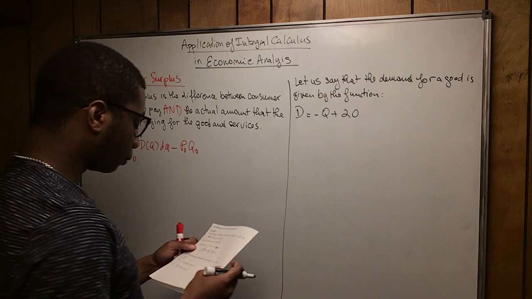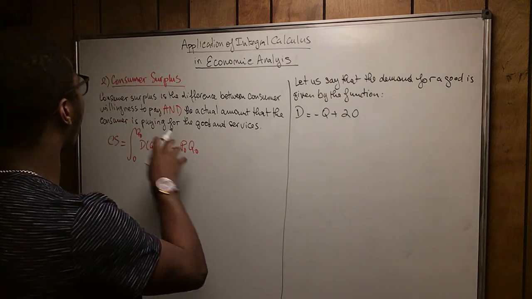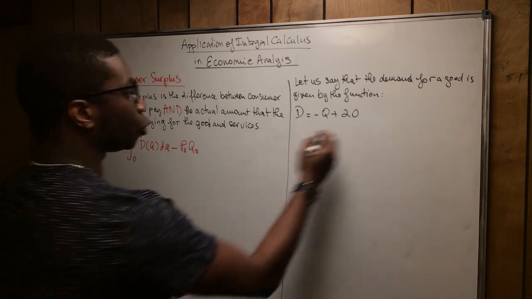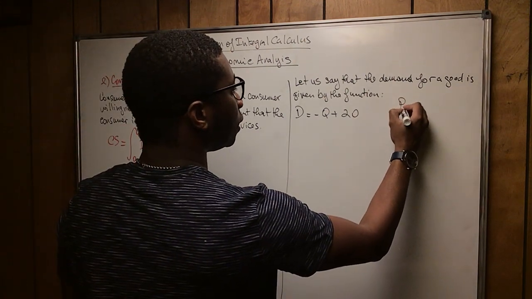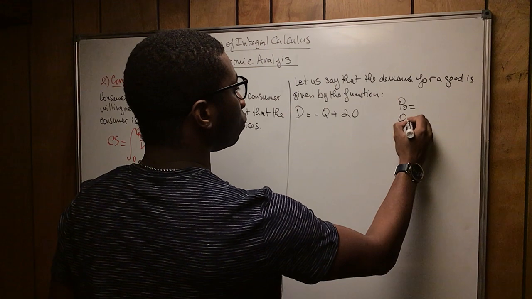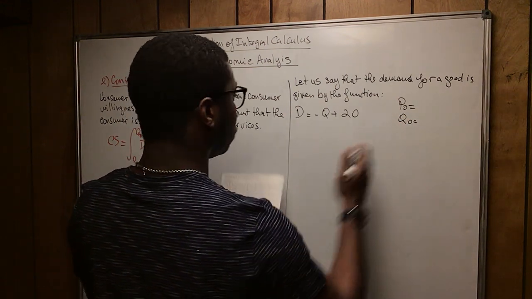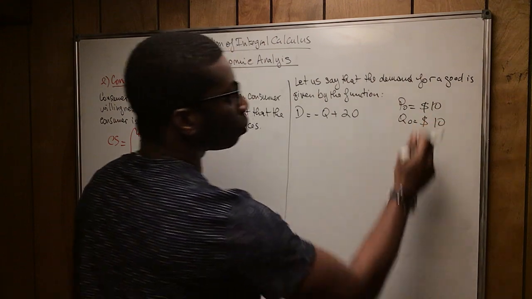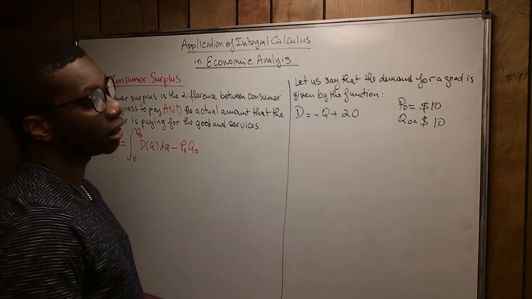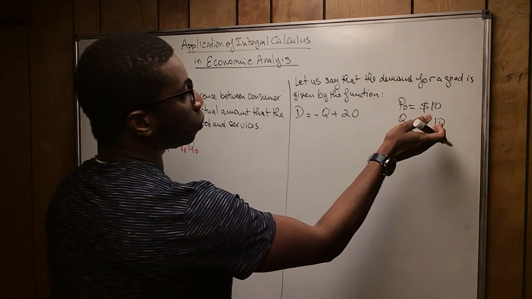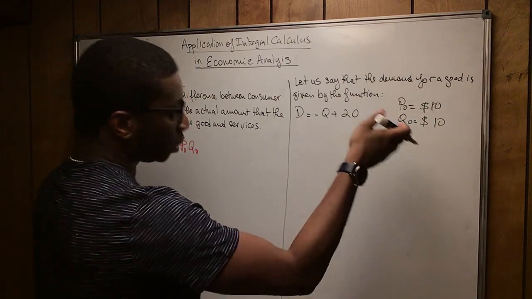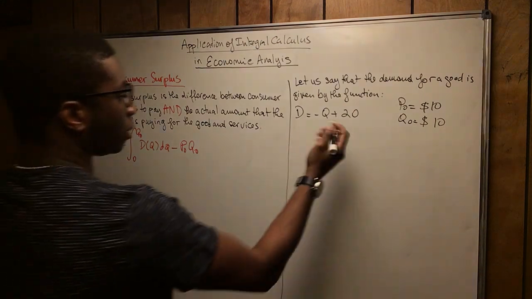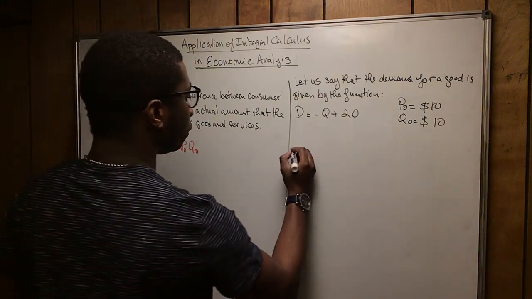All right, and then we know what the consumer is consuming right now. So let's say that P0 and Q0, right? So let's say P0 is $10 and Q0 is 10. So the consumer is actually consuming 10, therefore the quantity they're consuming is 10. All right. So let us write this function here.